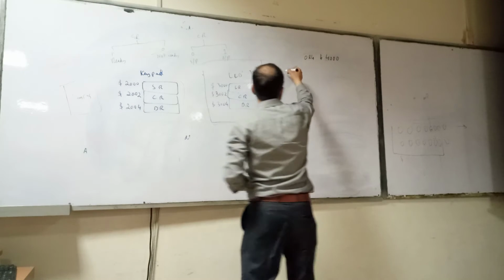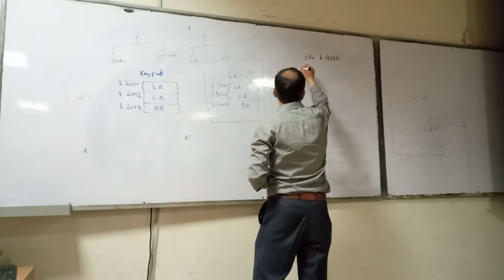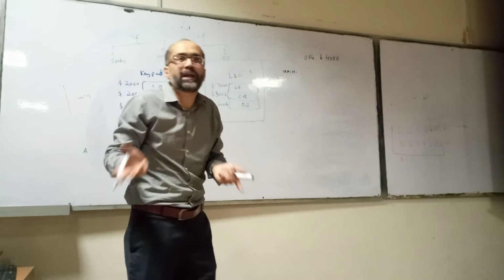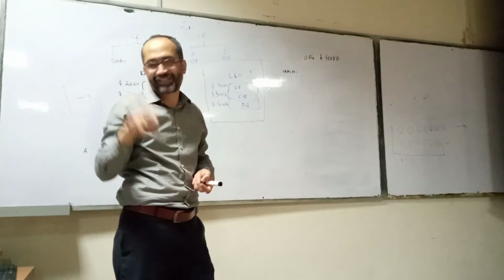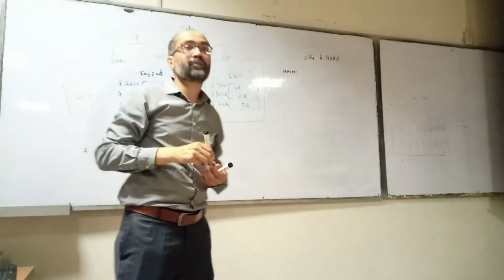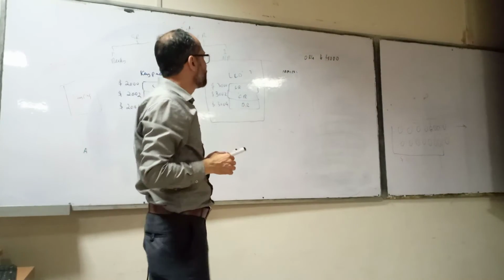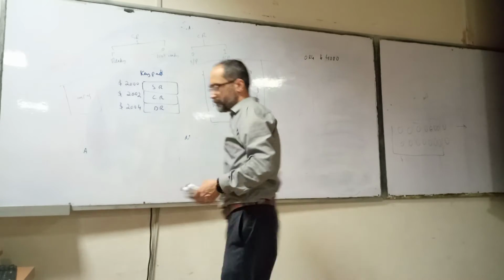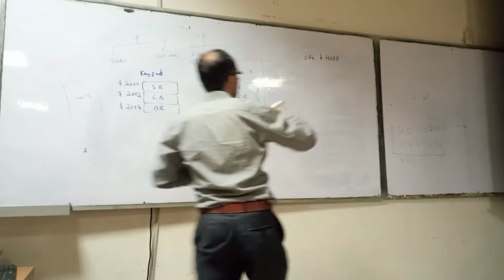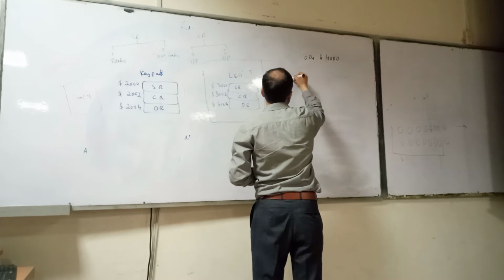So now I'm writing main. Main is now the start of the program. Main is actually a label, and it is the address of the first instruction. Okay, so we can also call it main, or we can also call it config. Can we do it like this, config? Config, because we want to do some configuration.